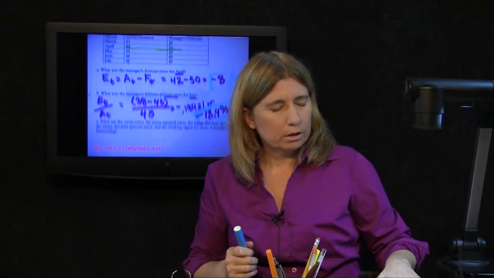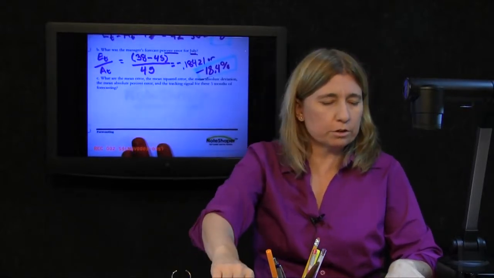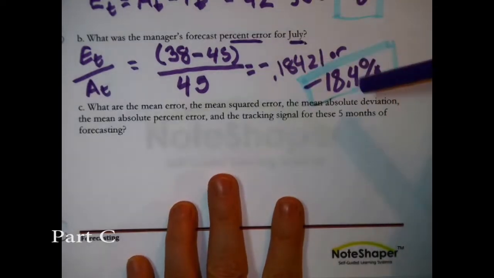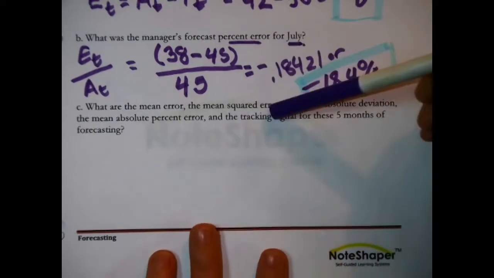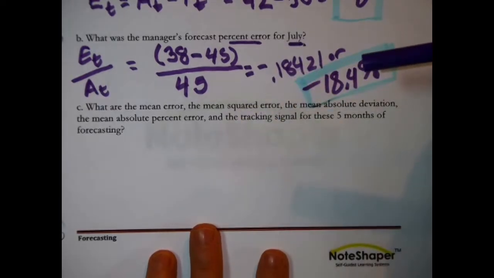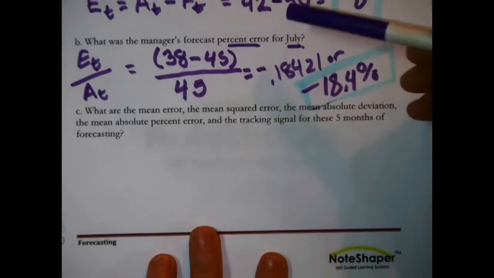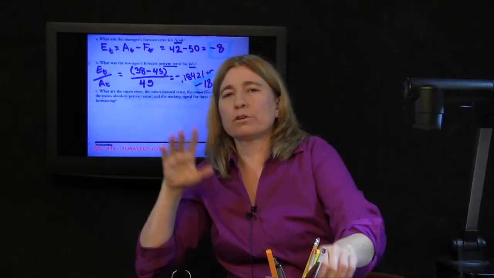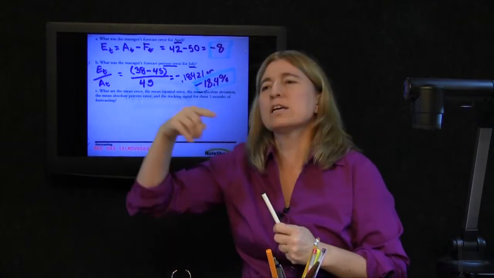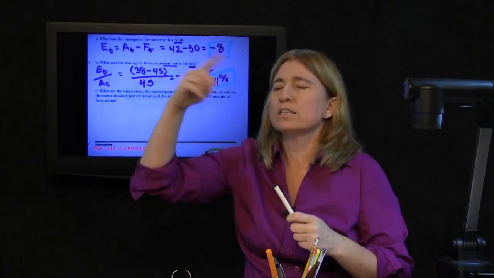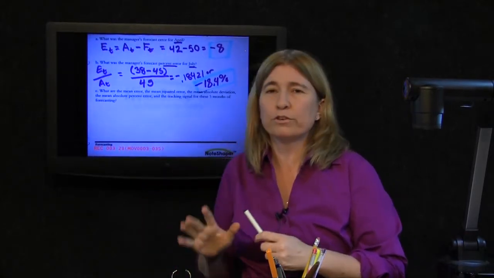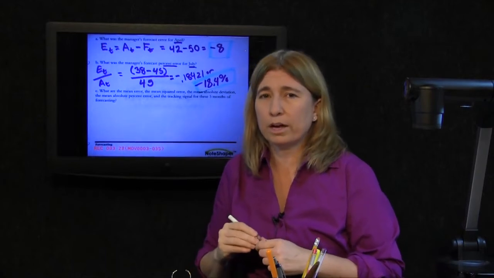Okay, now that was easy. Let's look at the third one. What is the mean error, the mean squared error, the mean absolute deviation, the mean absolute percent error, and the tracking signal for these 5 months of forecasting? Oh, all right, these two things were fast. This third part for the scenario, it's not going to be hard, but it's not going to be that fast because it's asking for several different expressions of the overall degree of error in her 5 months of forecast.